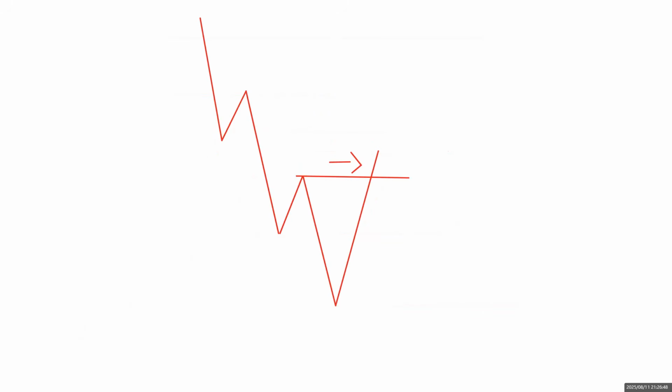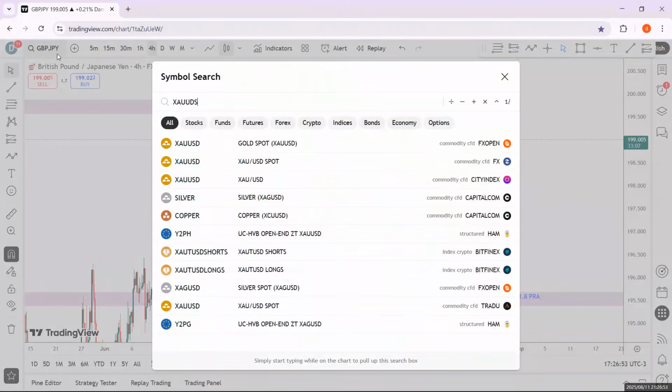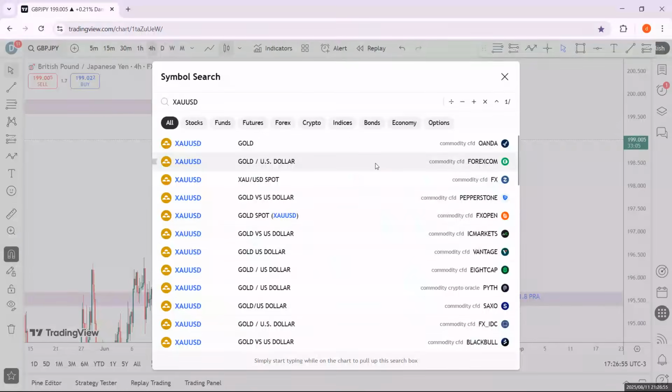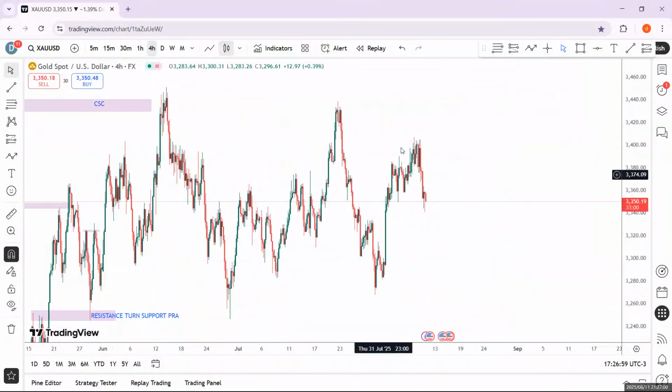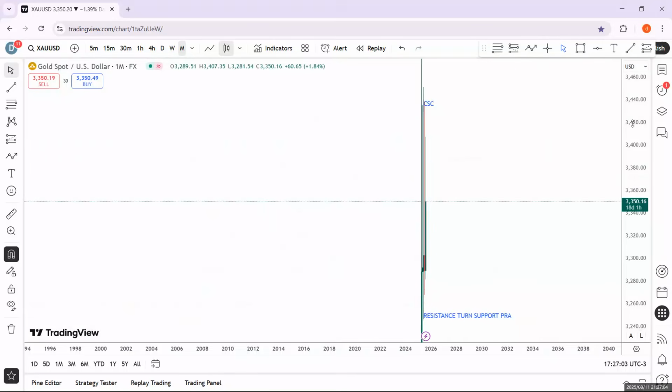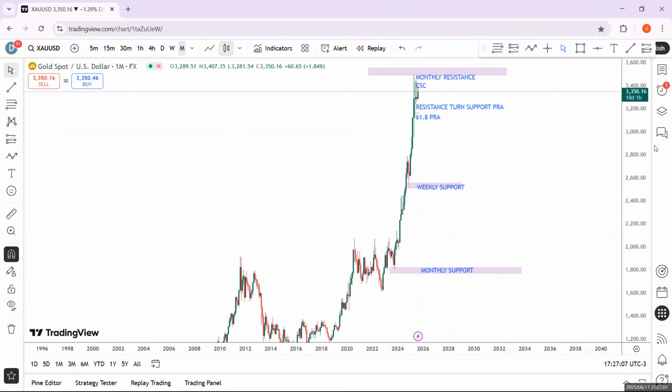Okay, so going back onto the chart, let's go ahead and take gold. We're going to analyze gold today and see what is going on. Before market opening, I had analyzed gold with some of my students, and we had basically broken down what we're expecting for the week on gold.